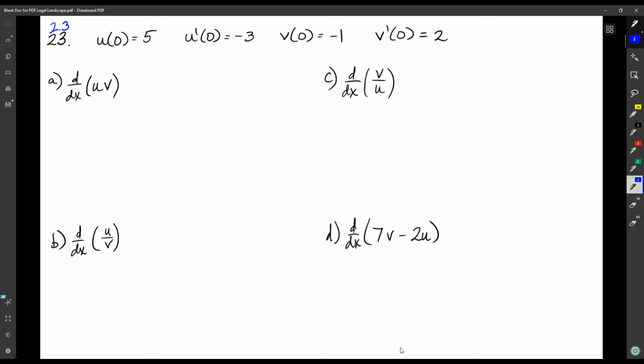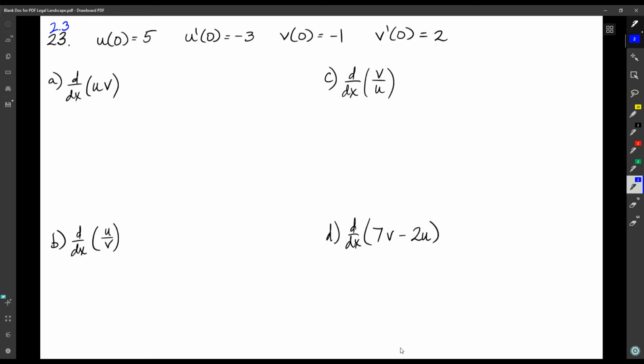And in parts A, B, C, and D on 23, we are given some function made up of u and v. In part A, we have u times v. In B and C, we have quotients of u over v and v over u. And then D is a linear combination of v and u. In each of these, we want to differentiate and then evaluate at 0. So let's start with part A.